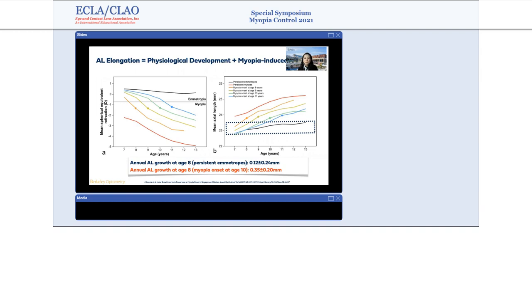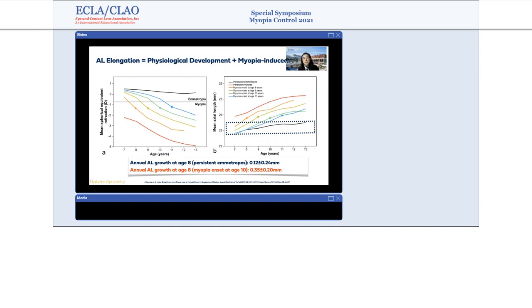There are two striking results I'd like to share with you here. Number one, we can see from that black line on the right side, in this persistent emmetropic group, we see this small but clinically significant axial elongation all the way up to the end of the observational period. This is what we consider as the physiological axial elongation.